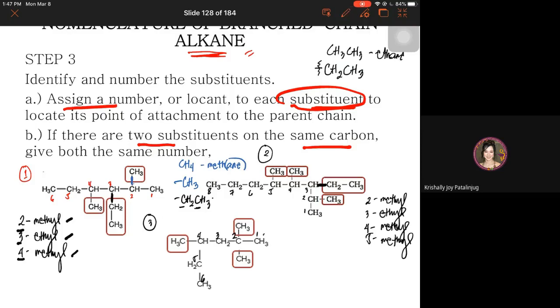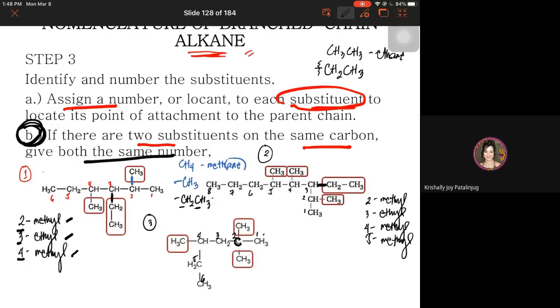Next, assign a number to each substituent. Applying letter B, if there are 2 substituents on the same carbon, so on carbon 2, if you look at carbon 2, it has two substituents. Right? The same carbon has two substituents. If that is the case, give them both the same number.